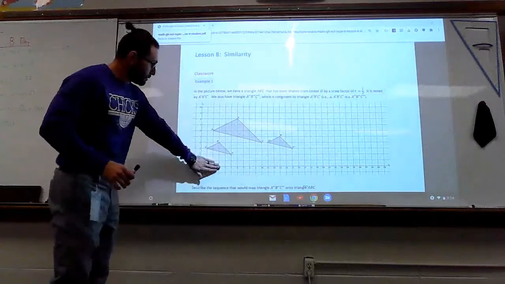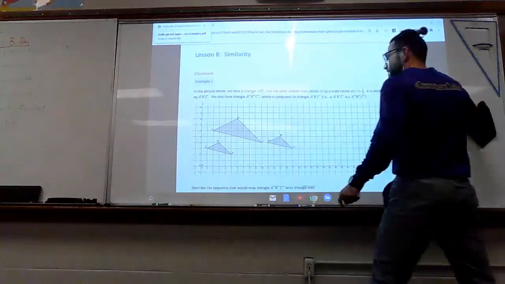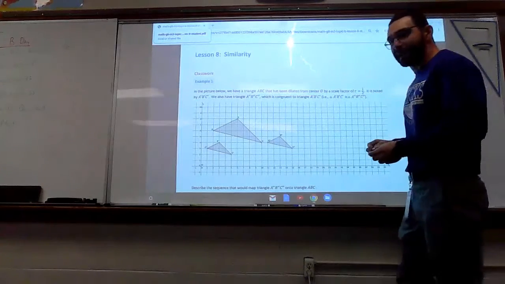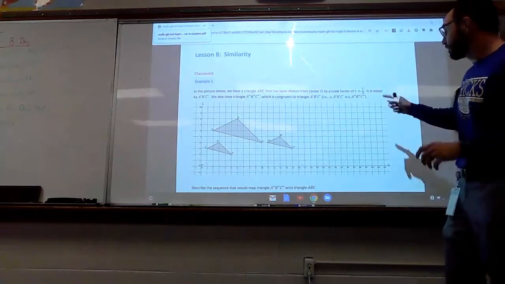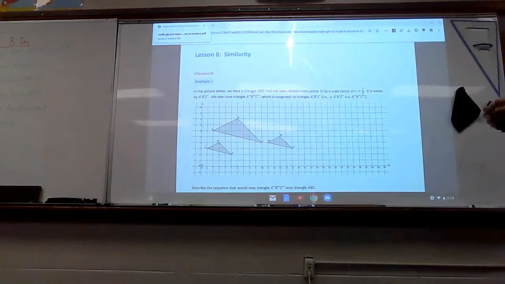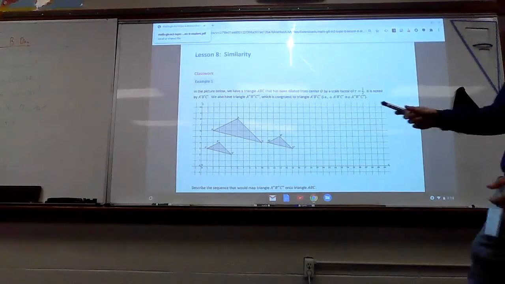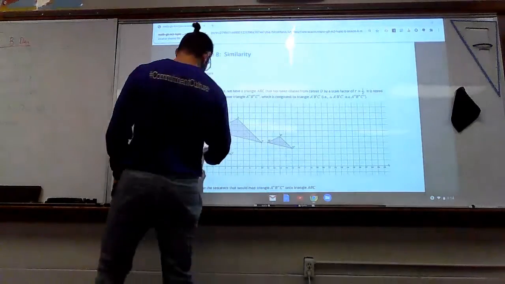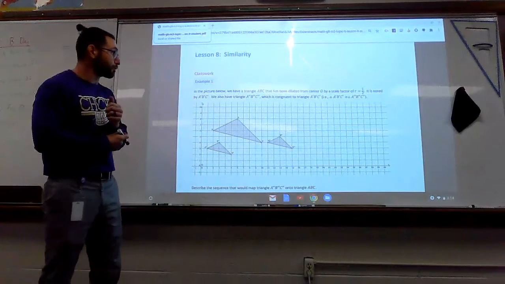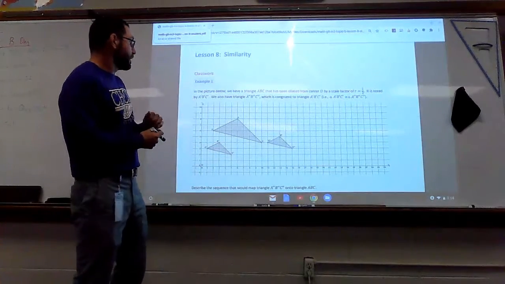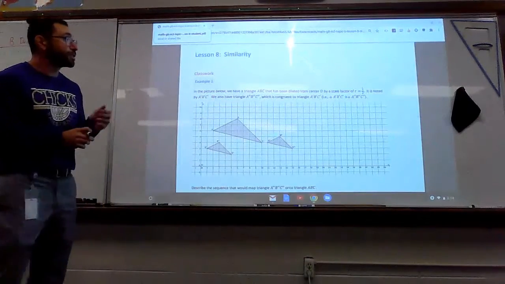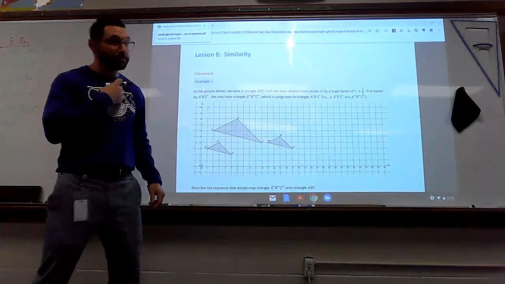So what this problem is saying is that triangle ABC has been dilated by a scale factor of 1/2. Remember, when the scale factor is less than 1, it is called a reduction because we know it's going to be smaller. And we can see that. Here's ABC. Here's A prime, B prime, C prime. It has gotten smaller. We also have triangle A double prime, B double prime, C double prime, which is congruent. So these are exactly the same.